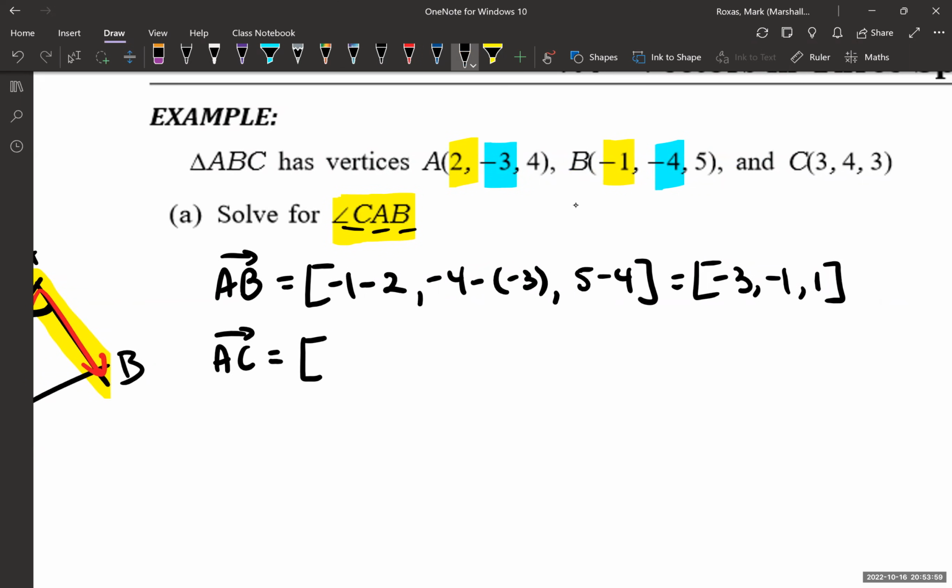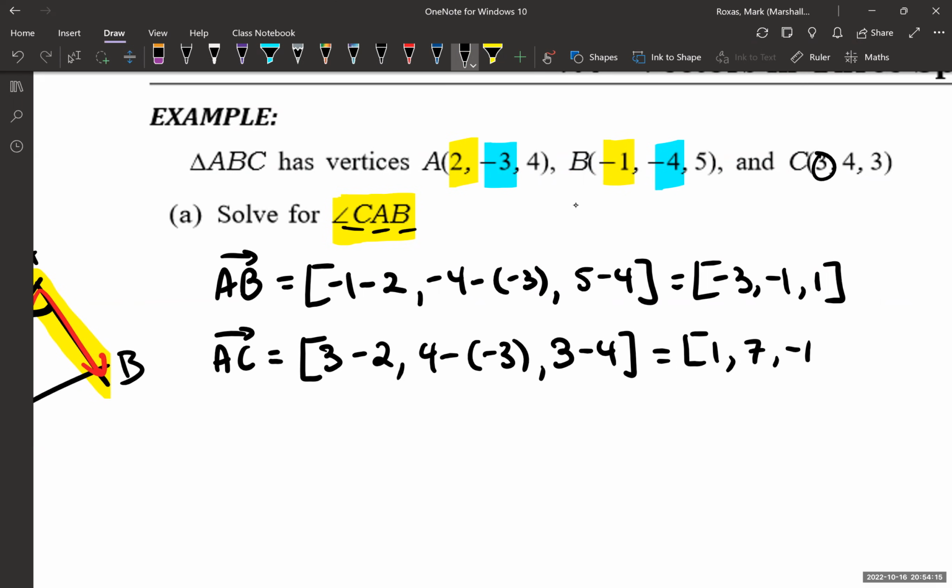Similar idea, just subtract the components. So 3 for C, take away A, 2 is A, and then the y components, 4, take away -3, and the z components, 3, take away 4. Okay, and then we get 1, 7, and -1.